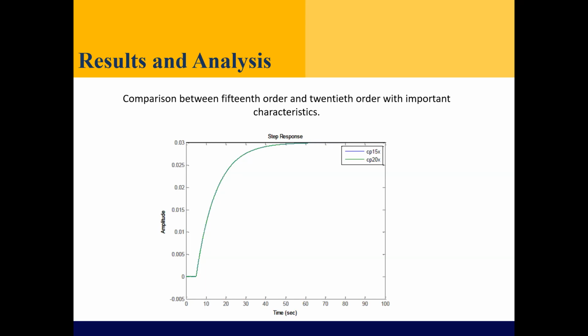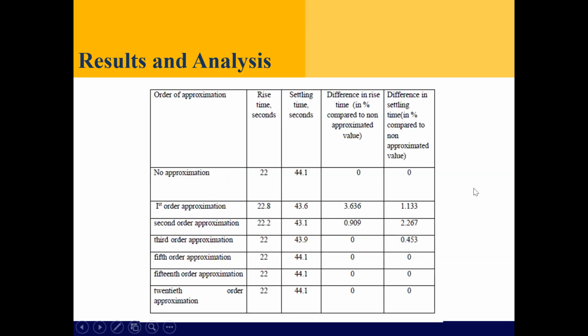So we can compare these in the form of this table, where we can say that out of these two characteristics, one is rise time, which is an important transient characteristic of the response, and settling time, which is also in seconds and which is an important steady state response characteristic. If we compare these two, then when the original process, which has no approximation, has been done, the values are 22 and 44.1, whereas if we go for first order approximations, the values are as shown.